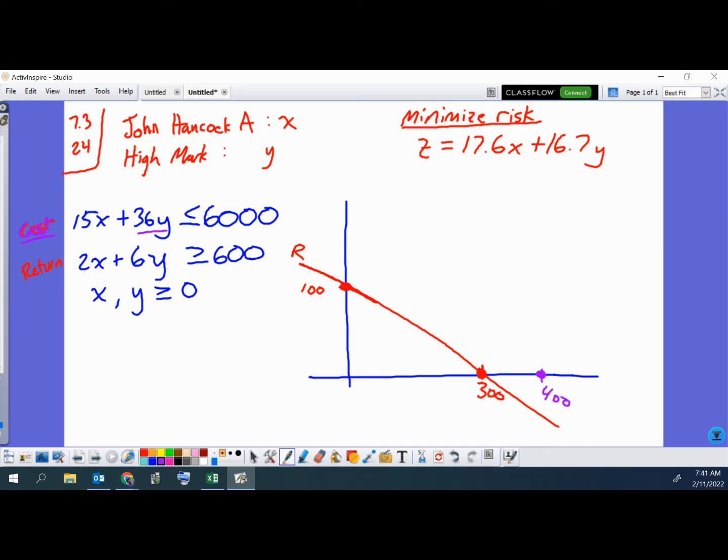And 36y equals 6,000. If you divide by 6, you get 6y equals 1,000 here. And so a sixth of 1,000 is 166.6 repeating. And so 166, I think, is what we're looking at. So, is that right? 36.